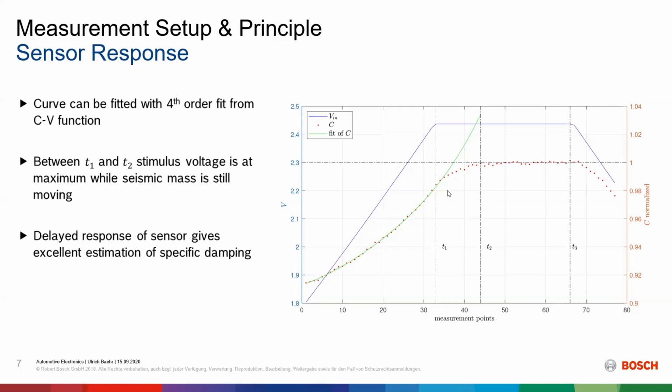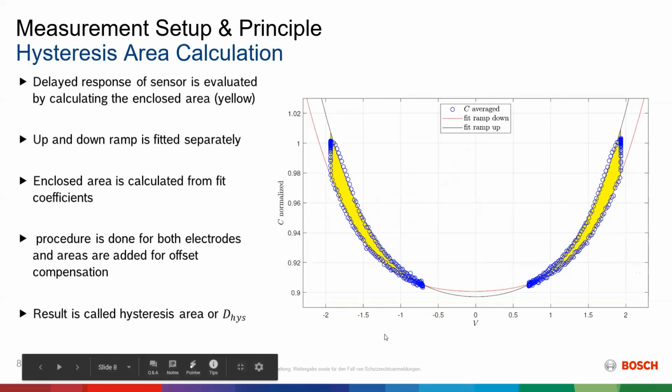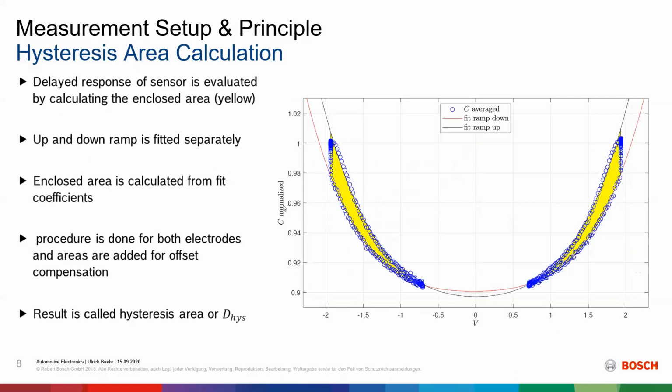The curve till there can be fit with a fourth order fit, which is important for seeing how this method works. So if we now look at the CV diagram of our measurement, up here we see the stimulus voltage on the x-axis and the capacitance on the y-axis. You can see that the measurement points are divided between the ramp up and the ramp down of this ramp stimulus, and you can fit both of these with different fourth order fits. It's just polynomial fits. And what you can then do is calculate the enclosed area between them, which is basically the response of the sensor, right?